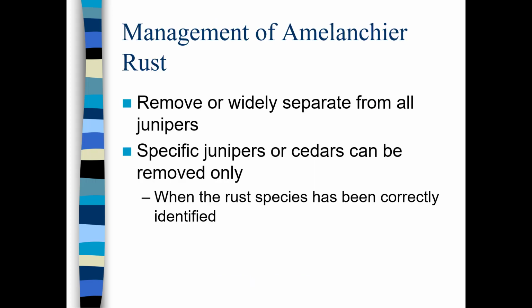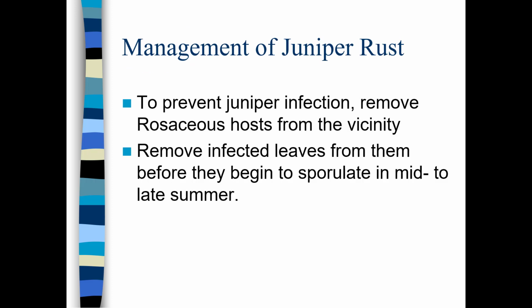So to manage Amelanchier rust, remove or widely separate from all junipers and or cedars. Specific junipers or cedars can be removed only when the rust species has been correctly identified, so make sure you're getting this sent to a lab. To prevent juniper infection, remove all rosaceous hosts from the vicinity. Remove infected leaves from them before they begin to sporulate in mid to late summer.